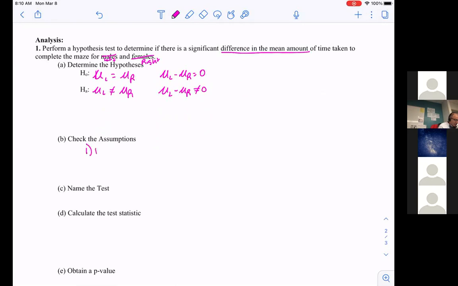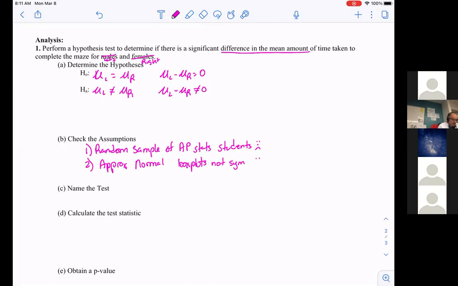Number 1 is we had a random sample of AP Stat students. We'll make that our population. And that will be a frowny face. Number 2 was it was approximately normal. Box plot's not symmetric. We get our second frowny face.